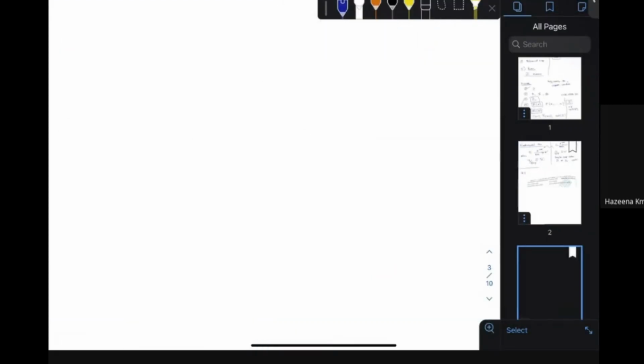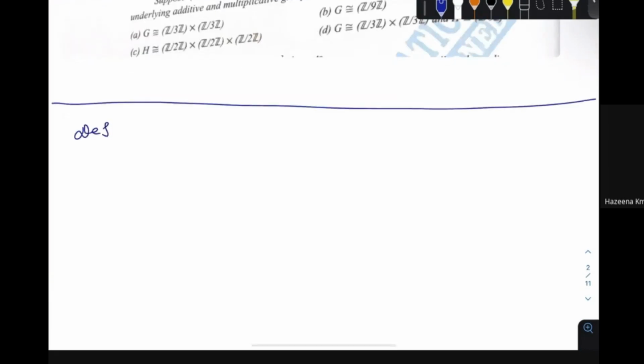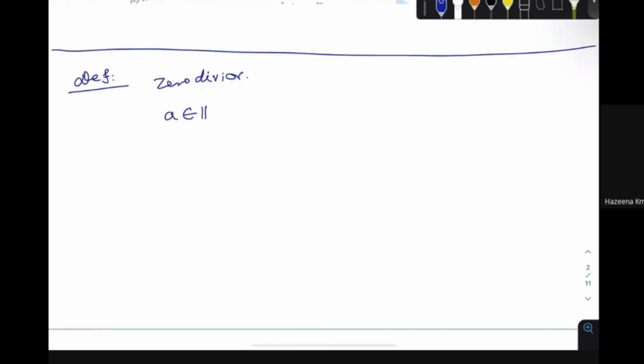The first thing about Z10 that we have to know, give me a moment, let me add a page. So let us recall the basic definition of zero divisor. What is a zero divisor? I have a ring, and A is non-zero. If there exists a B not equal to 0 such that AB equals 0, A is called a zero divisor. In other words, a ring without zero divisors means whenever AB is 0, one of them must be 0. That is, whenever in that ring AB is 0, you have to prove that either A is 0 or B is 0.